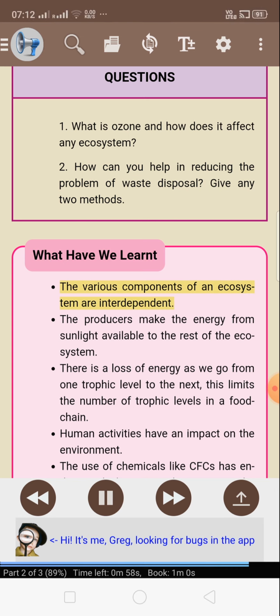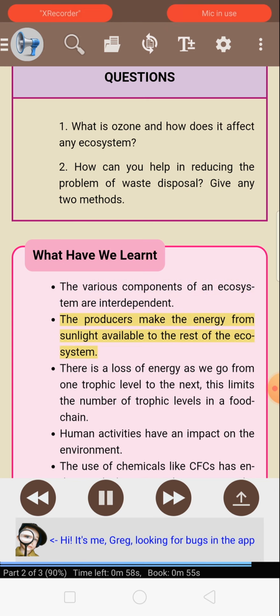What have we learned? The various components of an ecosystem are interdependent. The producers make the energy from sunlight available to the rest of the ecosystem. There is a loss of energy as we go from one trophic level to the next. This limits the number of trophic levels in a food chain.